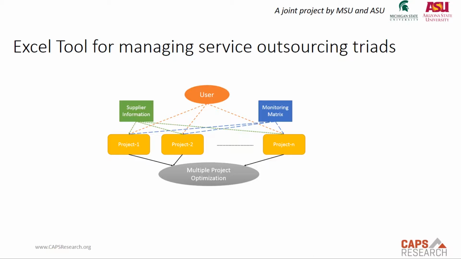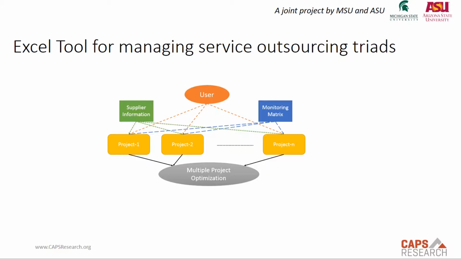The user is going to supply information on a particular project. They're going to have to indicate who the supplier is. They're going to do something called the monitoring matrix, supply some information that says how much impact is there if I monitor at the low, medium, or high level. I'll explain each of those in just a moment, for an individual project.